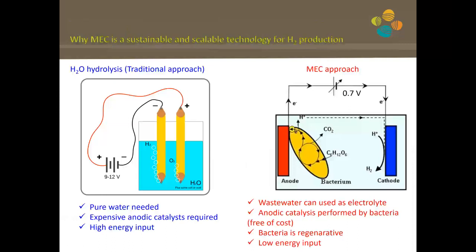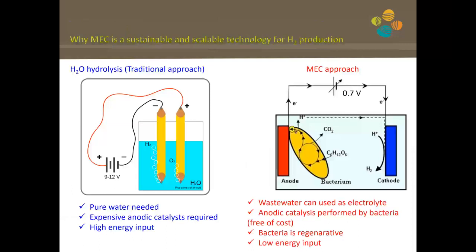Then somebody can question me, well, there are technologies which are available throughout the world. Why can't we produce hydrogen from the water instead of microbial electrolysis cell? In the traditional technology that's called hydrogen electrolysis, what we generally use, we use pure water for water splitting, and we use expensive anode catalysts. They're generally platinum or iridium based. They're very expensive, and we require high energy input, that is around 9 to 12 volts, to split water to hydrogen gas using water electrolysis.